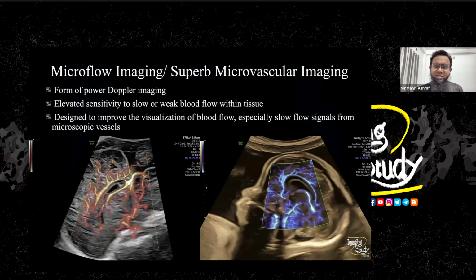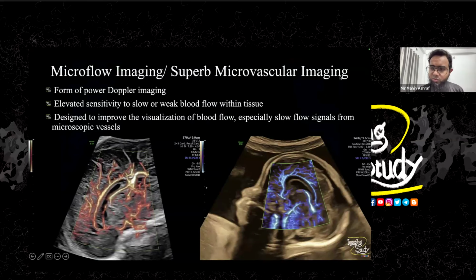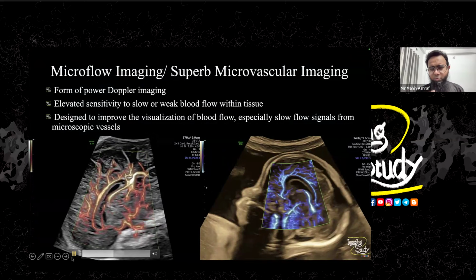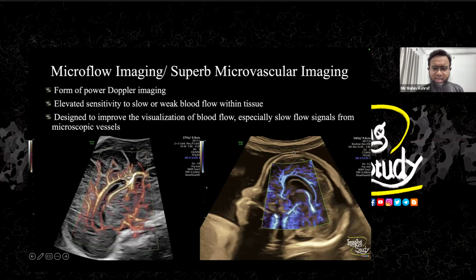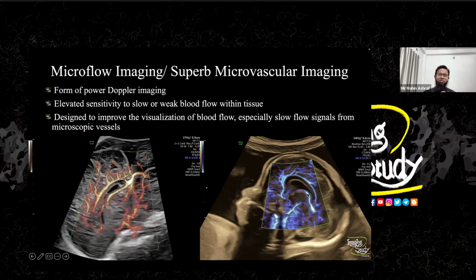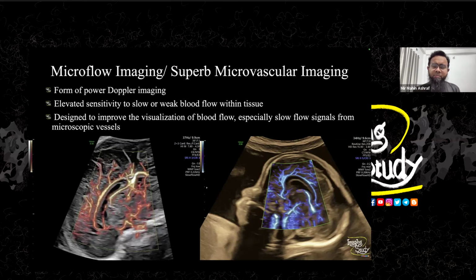We also have microflow imaging, which is also known as superb microvascular imaging, depending on which manufacturer's machine you are using. It is based on power Doppler, but it is more sophisticated and more sensitive to movement. That's why if you are trying to see more precise vessels like the fetal head vessels or renal vessels, or something very sophisticated, you can use this microflow imaging. In my practice, I commonly use this option to detect ovarian torsion. Ovarian torsion is quite difficult for me, so I use this one to confirm.